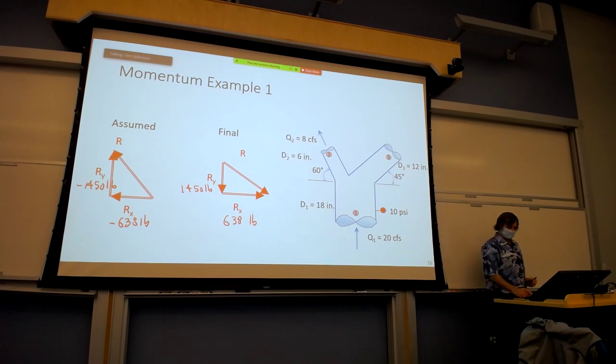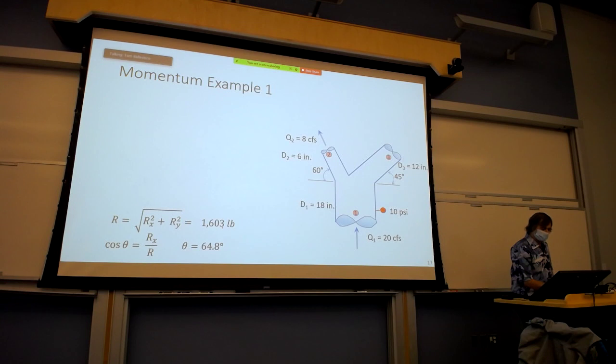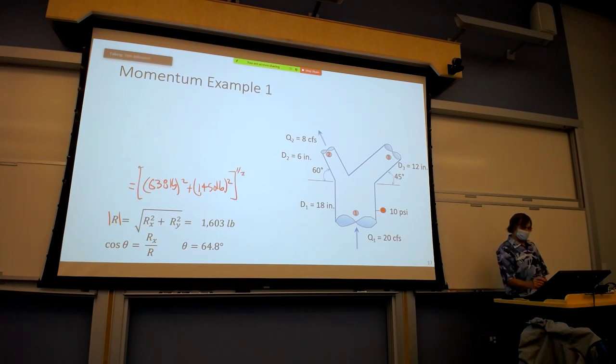Right? And now that you know the two components, we know that we can get the total magnitude of the resultant vector. The magnitude is going to be equal to the square root of Rx squared, 638 pounds squared, plus Ry squared, 1450 pounds squared. And that gives us a total value of 1603 pounds.